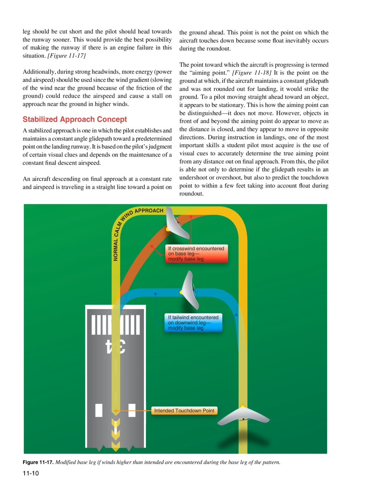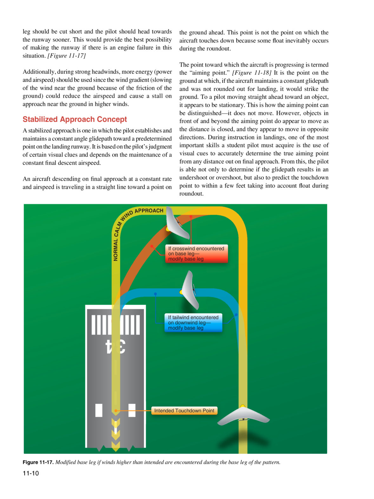This point is not the point on which the aircraft touches down because some float inevitably occurs during the roundout. The point toward which the aircraft is progressing is termed the aiming point. Figure 11.18. It is the point on the ground at which, if the aircraft maintains a constant glide path and was not rounded out for landing, it would strike the ground. To a pilot moving straight ahead toward an object, it appears to be stationary. This is how the aiming point can be distinguished, it does not move. However, objects in front of and beyond the aiming point do appear to move as the distance is closed, and they appear to move in opposite directions.